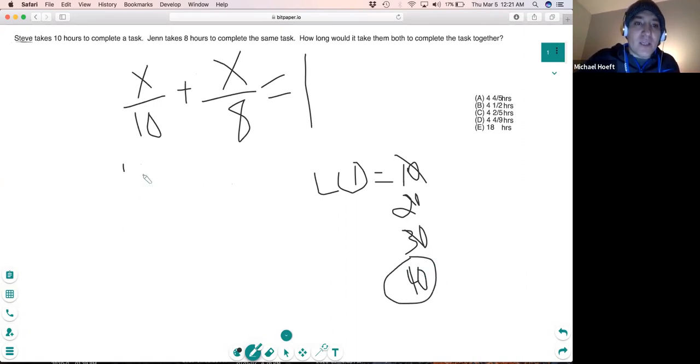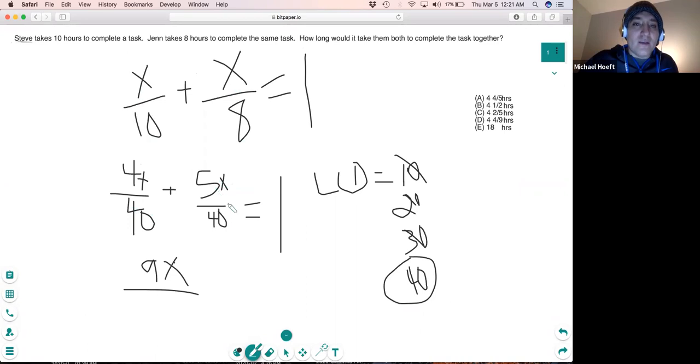So now it's going to be 4x over 40. Our lowest common denominator is now 40. Bring this plus straight down. Plus 5x over 40. Right? Because 8 times 5 is 40, 1 times 5 is 5. So here 10 times 4 is 40, 1 times 4 is 4. Equals 1.